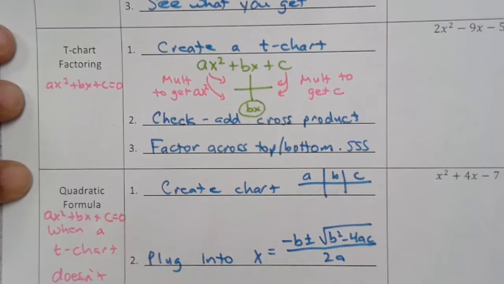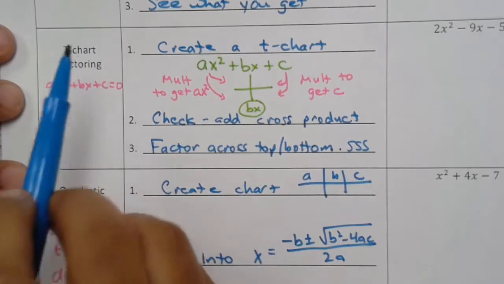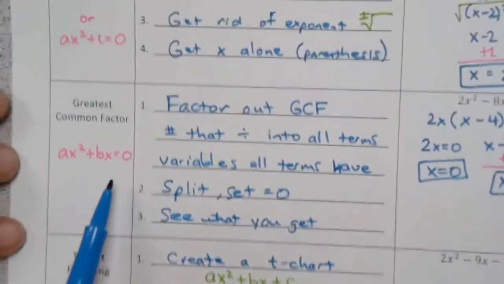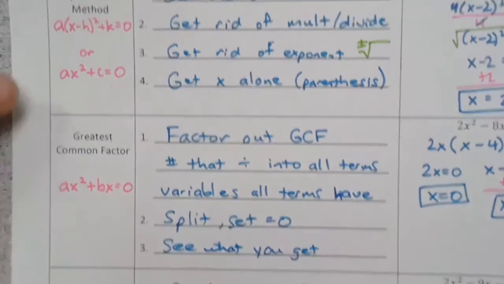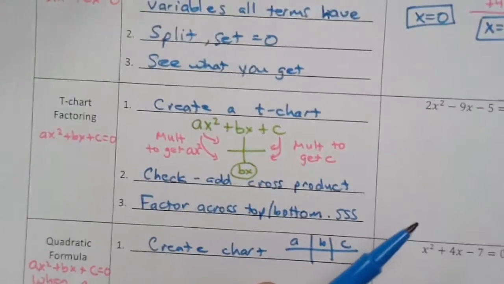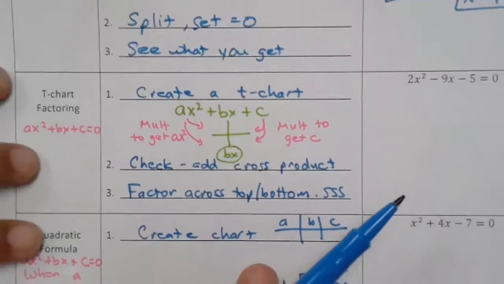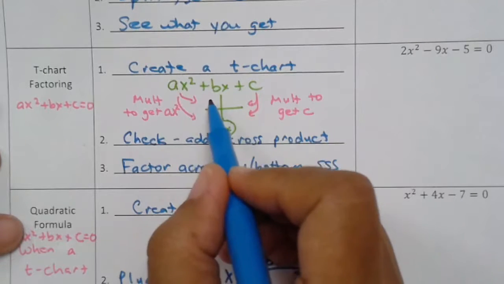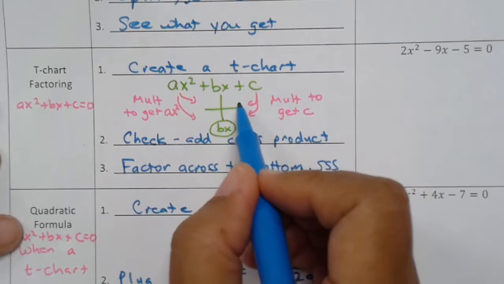So that's quite a bit different from the very beginning. So always something missing on the other two. C was missing here, and B is missing here, or it's written in this different order. So in a t-chart, we're going to create that t-chart here by dropping down the middle term. Figure out what multiplies to get ax squared. We write it here. Multiplies to get c, write it here.